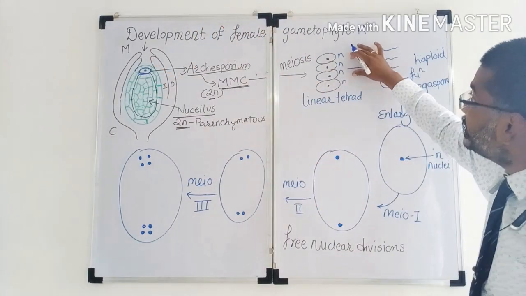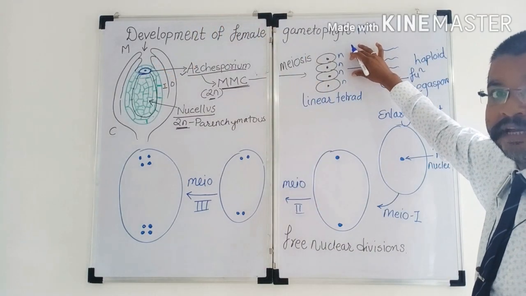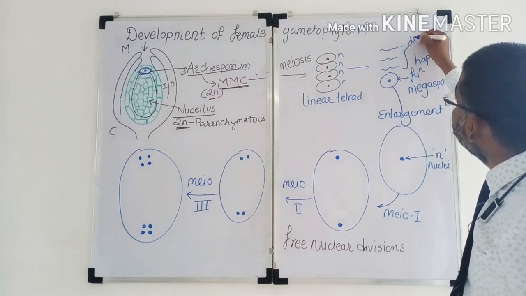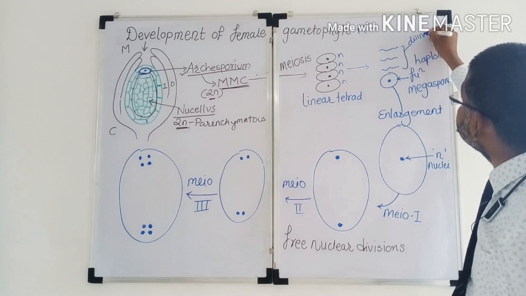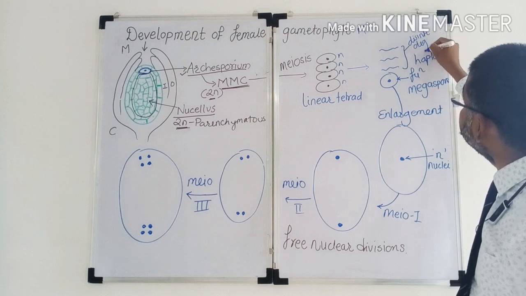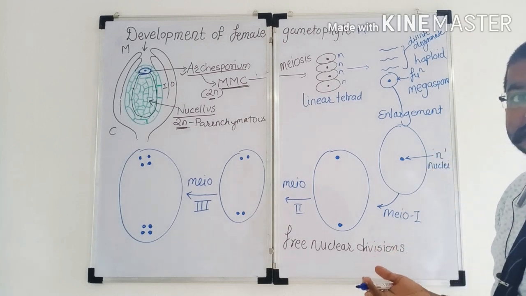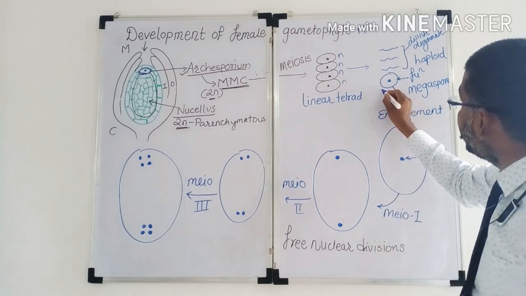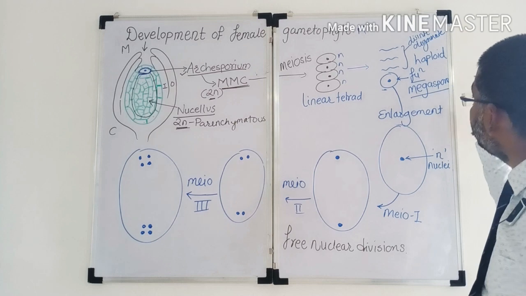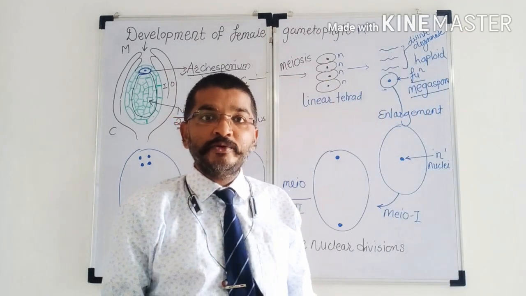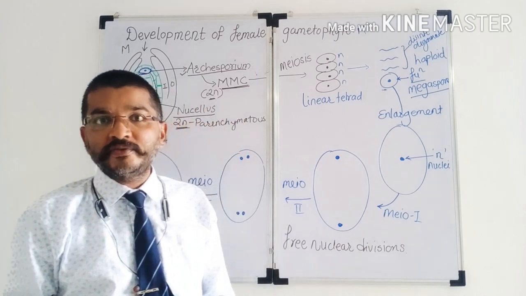Now the upper 3 haploid megaspores undergo disintegration. They will degenerate. And only one remains as it is, that is called the functional megaspore. Only the chalazal megaspore remains as it is, which is called the functional megaspore.